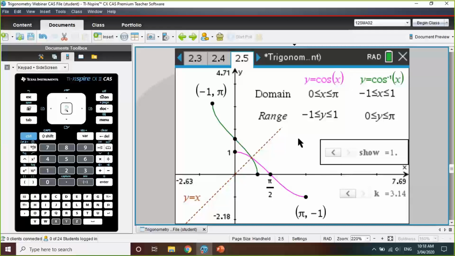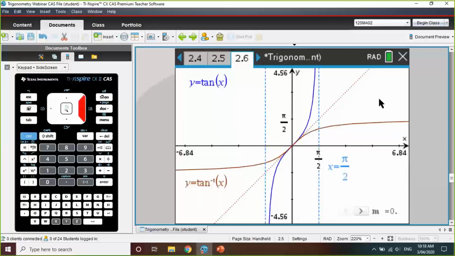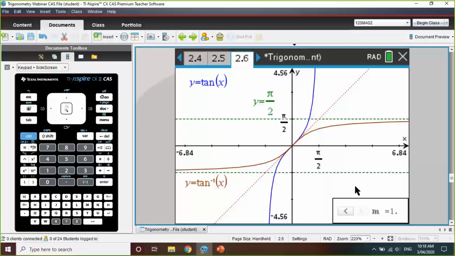Now the next graph is going to have a lot going on here. With our tan graph, to make that an inverse function, we need to restrict it between its two asymptotes, -pi over 2 and pi over 2. At the moment, we have asymptotes at x equals pi over 2 and -pi over 2. Once again, we're going to reflect these in the line y equals x, and in doing so we pick up horizontal asymptotes at y equals pi over 2 and -pi over 2. So our green dotted lines here, x and y swapping.